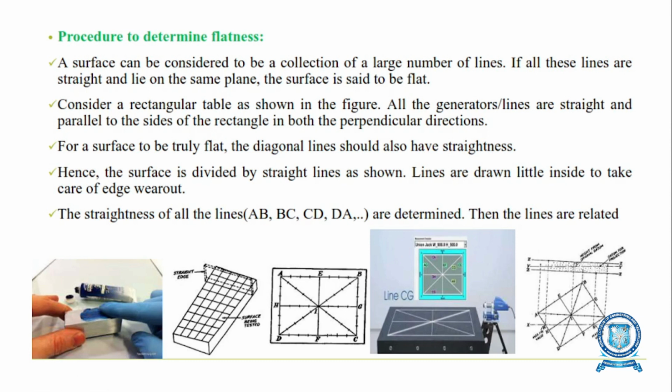A surface can be considered to be a collection of a large number of lines. If all these lines are straight and lie on the same plane, the surface is said to be flat. So we are going to consider a rectangular shape table. All the generator lines are straight and parallel to the sides of the rectangle in both the perpendicular directions. For a surface to be truly flat, the diagonal lines should also have straightness. So here all the lines are having straightness.